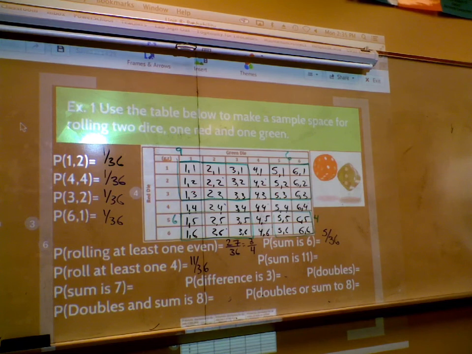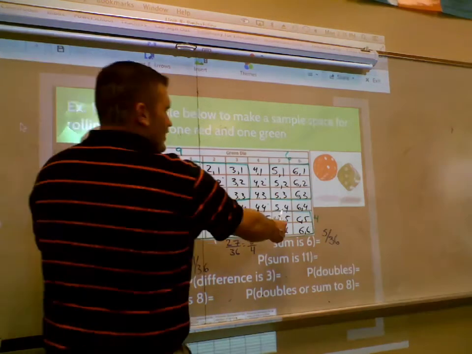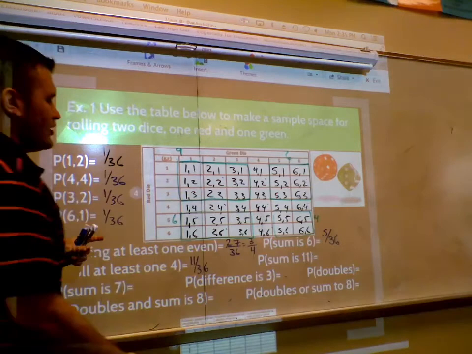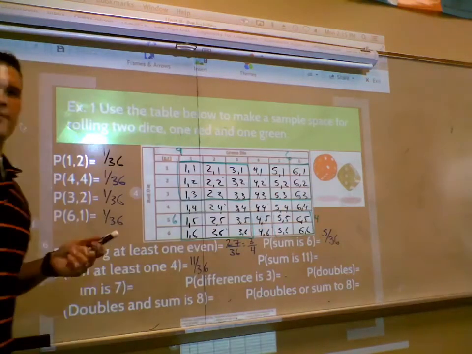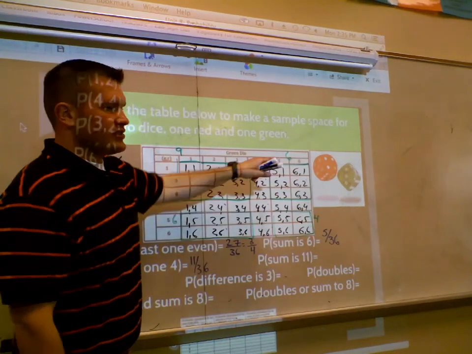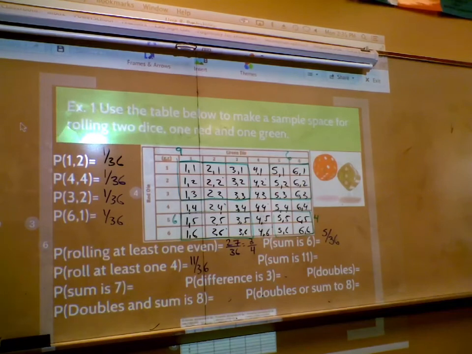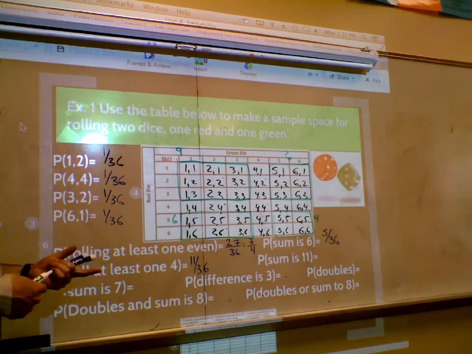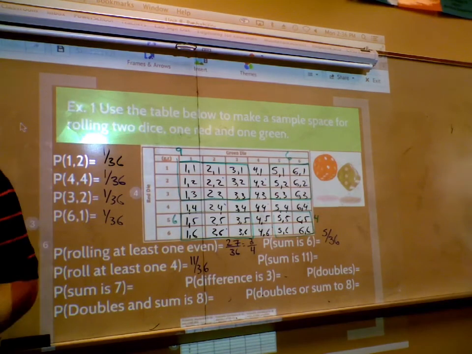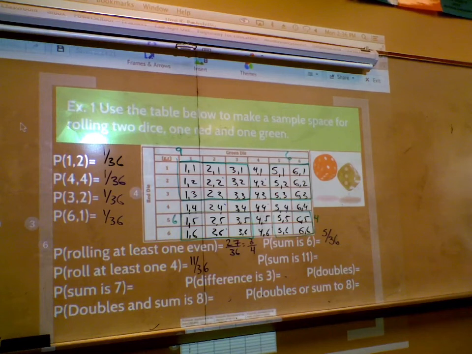So the ones that don't contain 4s, let's add them all up. 9 and 6 is 15, and 6 and 4 is 10. So 10 plus 15 makes 25, right? So 36 minus 25 is 11, because all the probabilities add up to 1. So if I look at the ones that don't have 4s, I get the same answer, 11 out of 36. Does that make sense? Are there any questions?